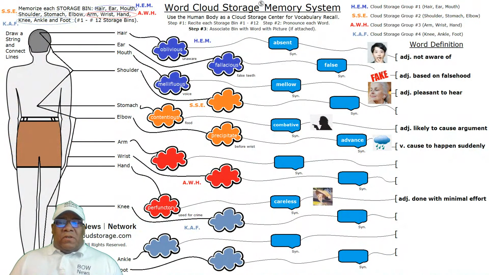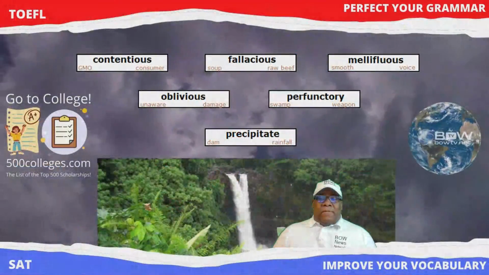Picture to word association is very important. So we see someone here who seems startled or unaware or absent. Synonym meaning absent. Now it's attached to the hair storage bin simply because that's the closest area to the head. And oblivious meaning unaware, so that's another association to remember. The storage bin that it's attached to is a hair storage bin. Oblivious, absent. So that will be another mechanism for you to actually remember these words. Okay, so now we've actually covered 4 words so far.